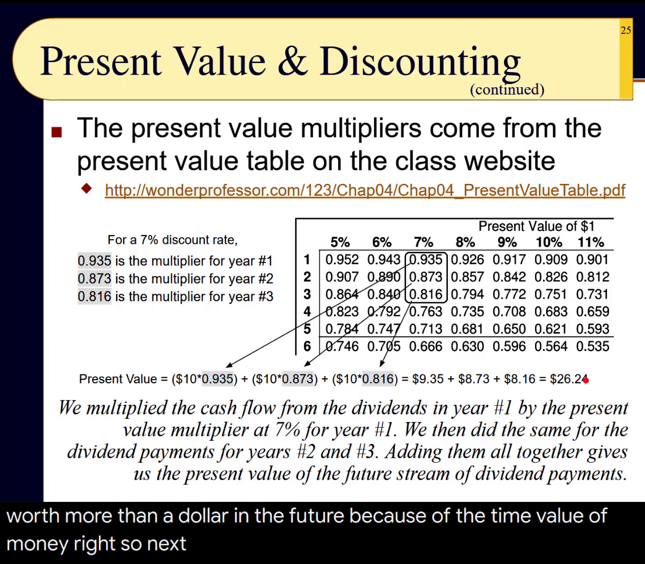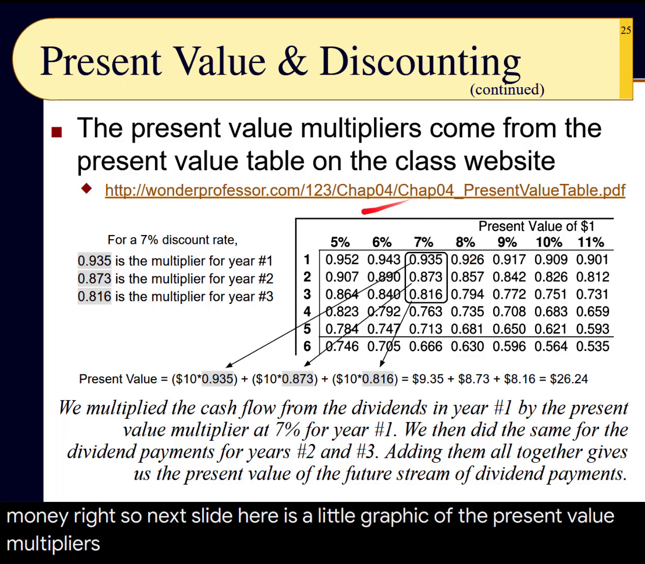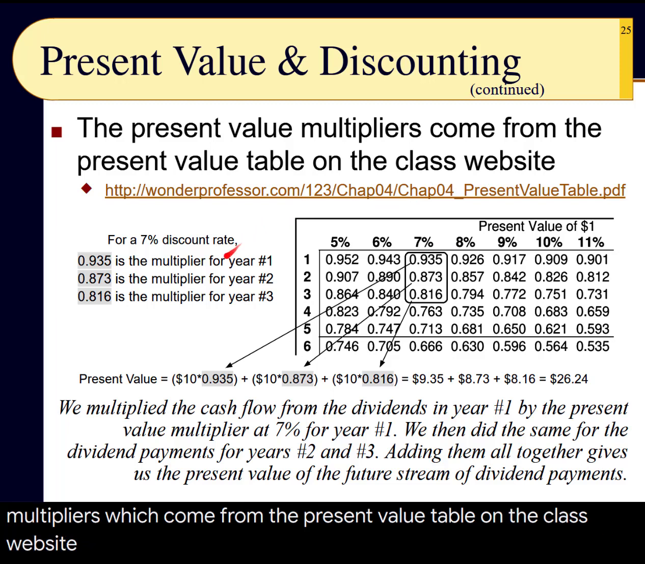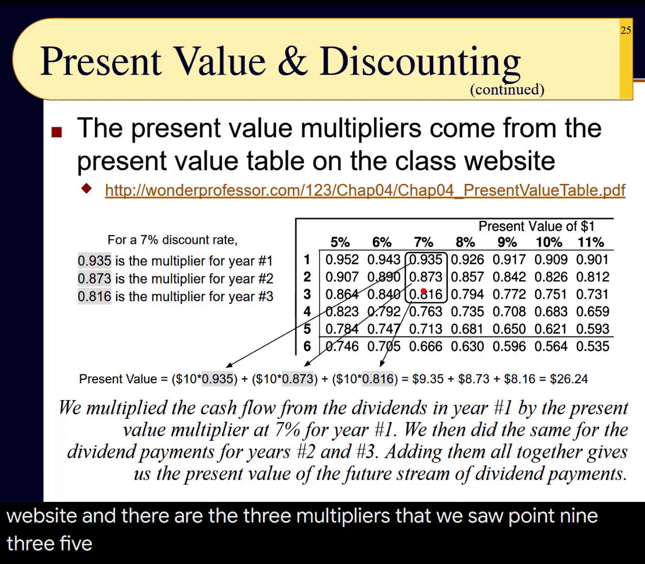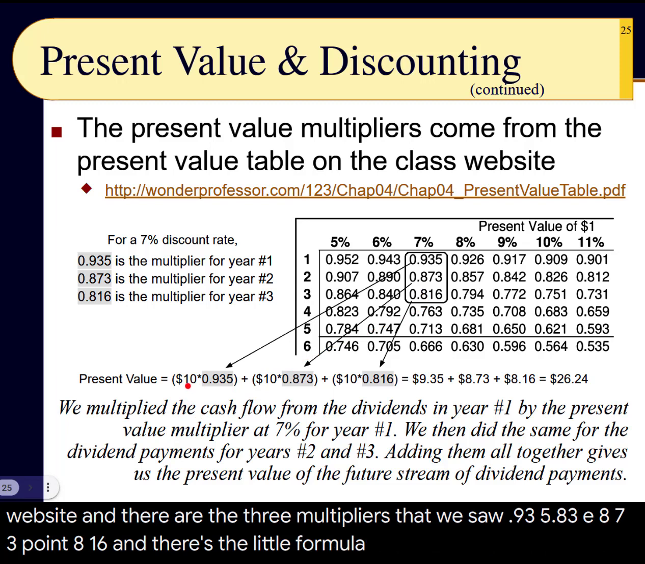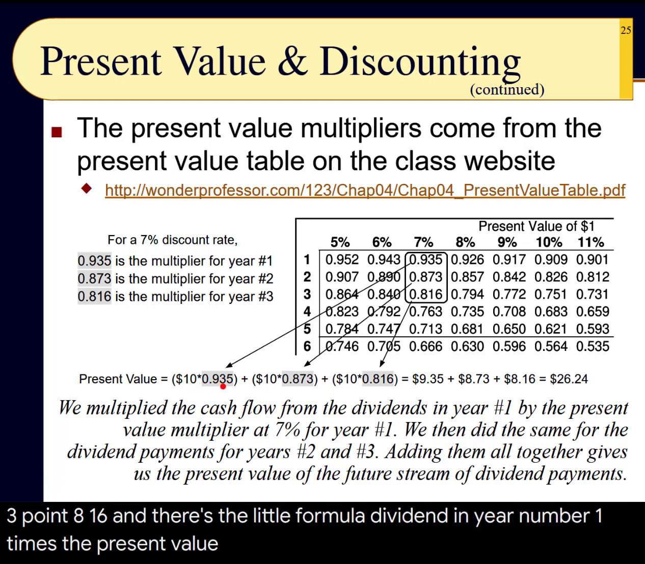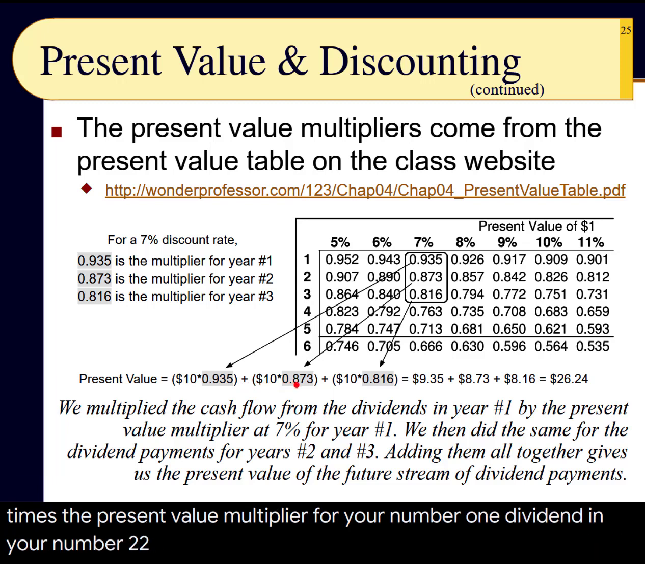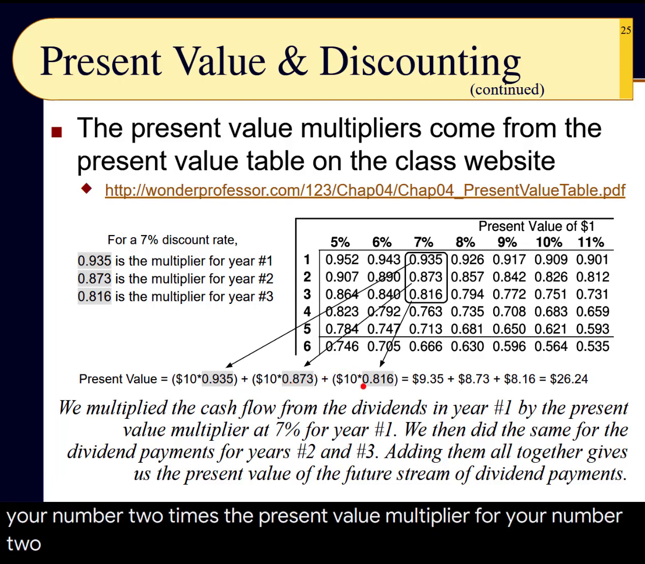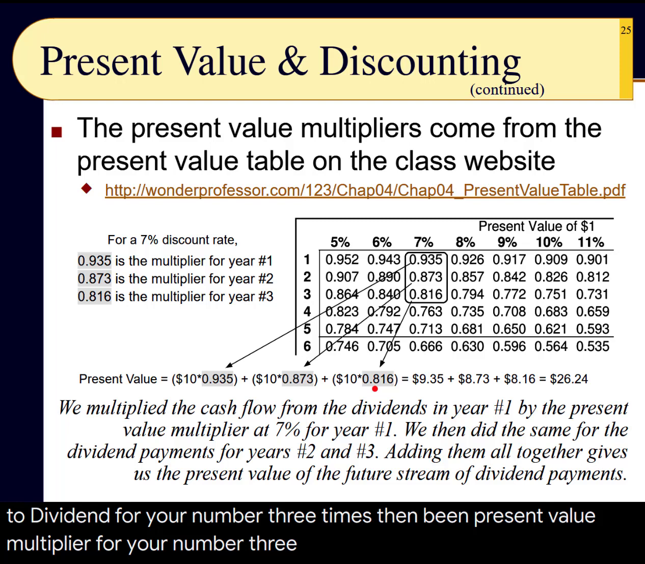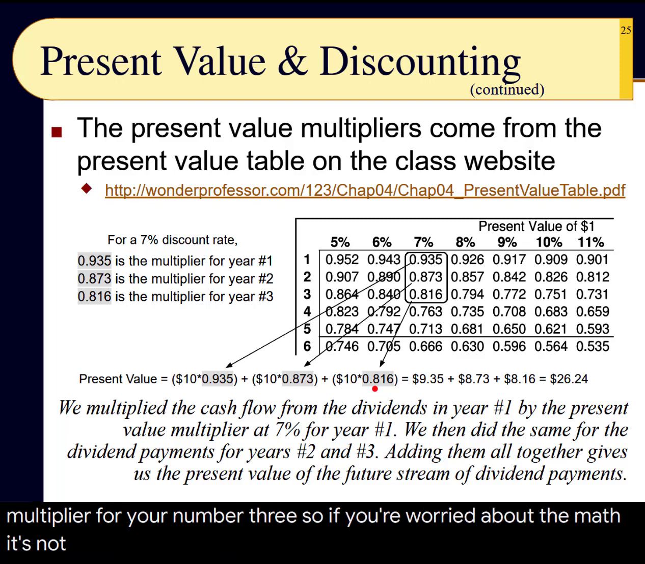Right. So next slide. Here is a little graphic of the present value multipliers, which come from the present value table on the class website. And there are the three multipliers that we saw: 0.935, 0.873, 0.816. And there's the little formula. Dividend in year number one times the present value multiplier for year number one. Dividend in year number two times the present value multiplier for year number two. Dividend for year number three times the present value multiplier for year number three. So if you're worried about the math, it's not math, it's arithmetic, and it's really very straightforward.